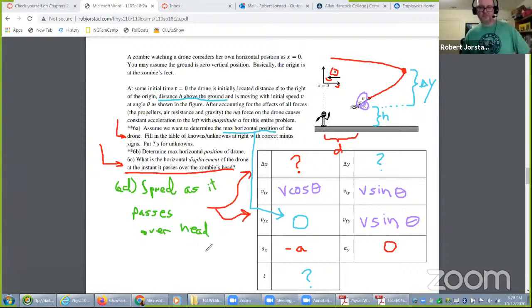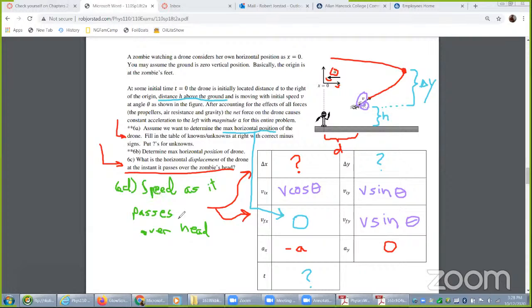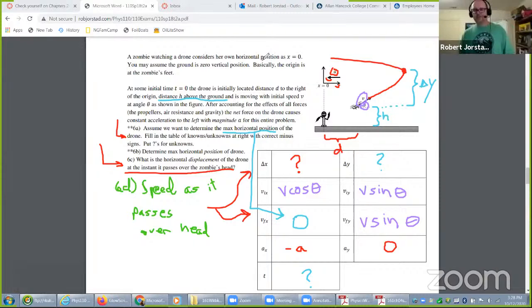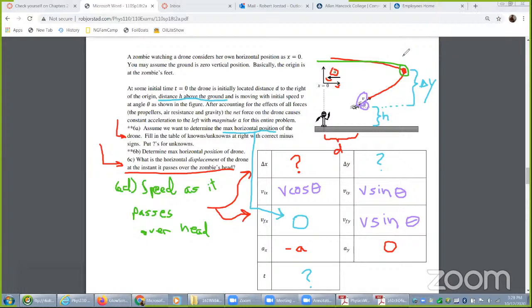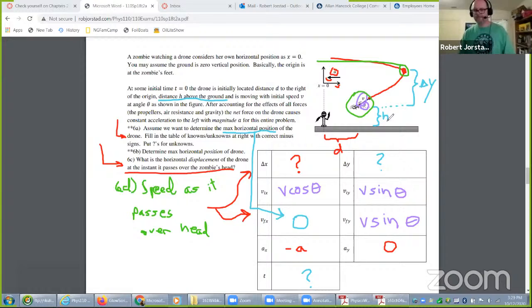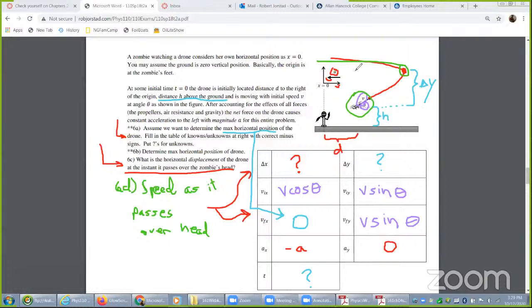How would you approach that question if I'd asked that? So V initial X would then be 0 because we're starting from the max. And then we have to find V final X. So let me make sure I understood. Jake, you're saying you would start from right here and then go over to there? Yep, you could do that. Could you also start from right there? Yeah. Yep, because you have D as the distance from the zombie.